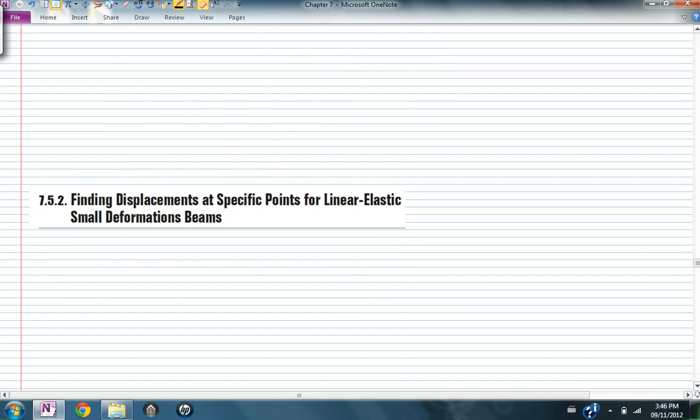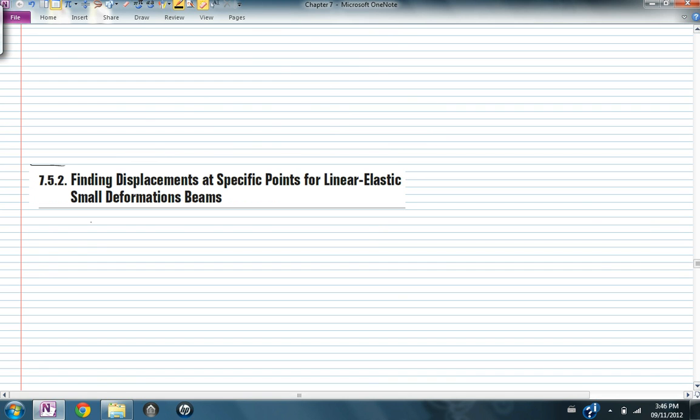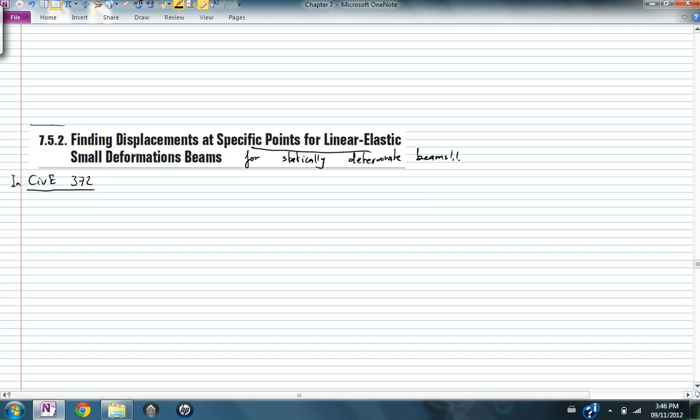Now, the same principle, you use it in other classes. For example, in 372, the principle of virtual work is used to find displacements at specific points for linear elastic small deformation beams, especially for statically determinate beams. So how is this done? It's done as follows.